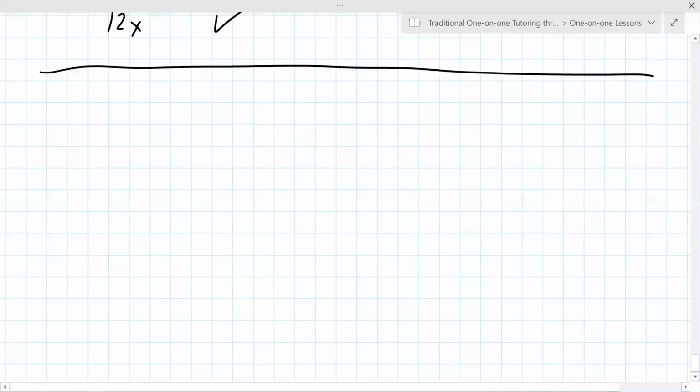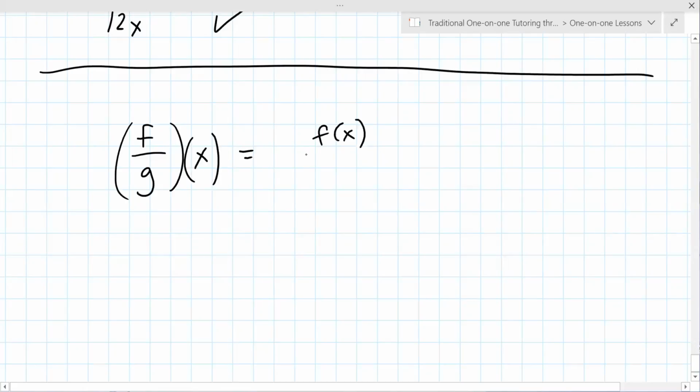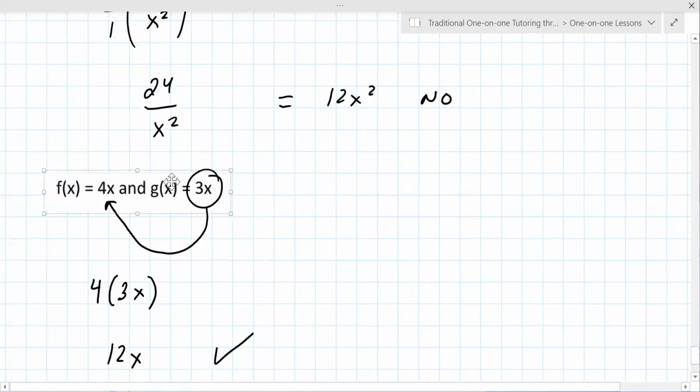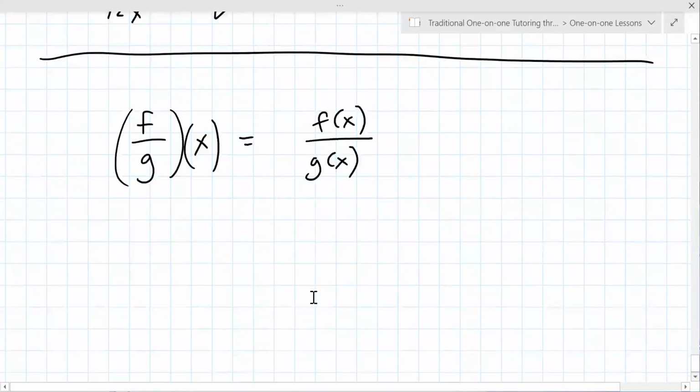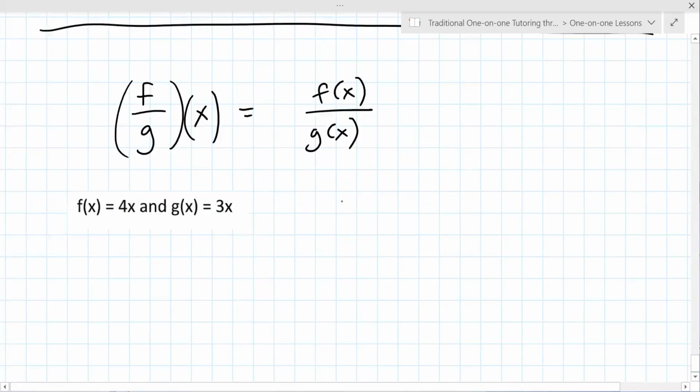It was composition, but instead of the little circle in it, it was f over g. And I wasn't really sure what to do. So let's go back to this. What this is, is f of x divided by g of x. Let's go back to this one, and we'll do a few others. The question could literally be, comma, what is f over g of x? Yes, that was the question.